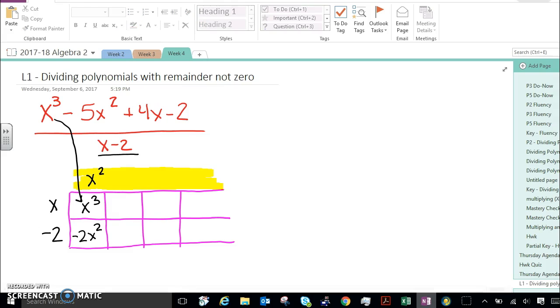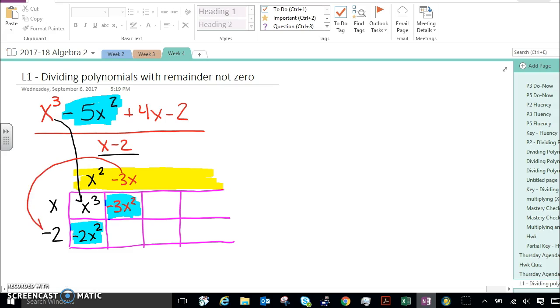I turn around and multiply these and have negative 2x squared. So now we're looking for completing something here plus negative 2x squared will equal negative 5x squared. Well, this has to be negative 3x squared. To make that negative 5x squared, x times negative 3x would create that. So I turn around and multiply this. Negative 3x times negative 2 is positive 6x.